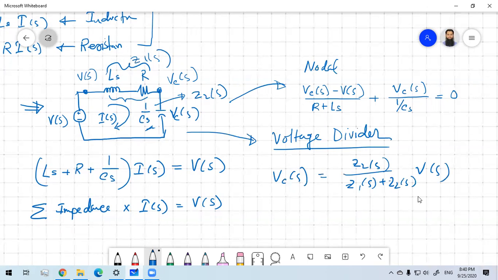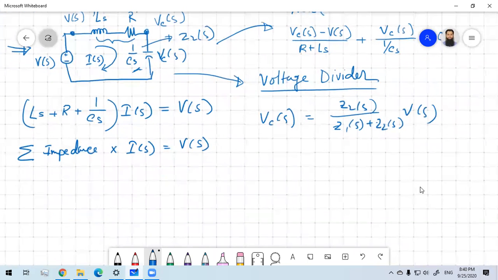So very simple thing. You don't have to worry about either of the methods. There are three options you have for this one. You can apply the mesh or loop analysis, you can also apply the nodal analysis, or you can also go for voltage divider. Whichever one you like, you can go for that.